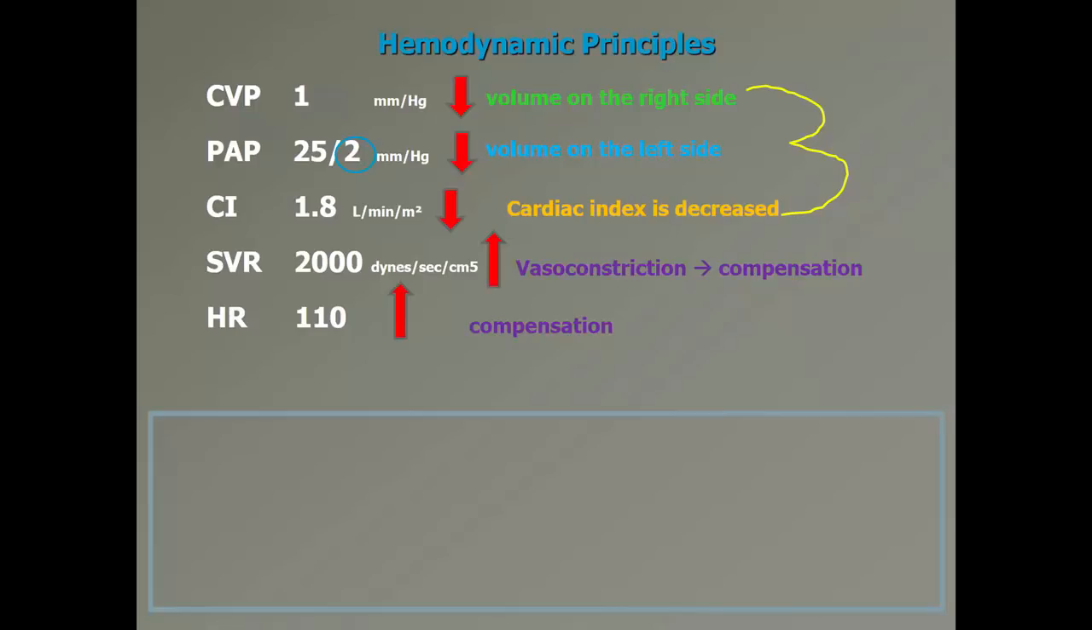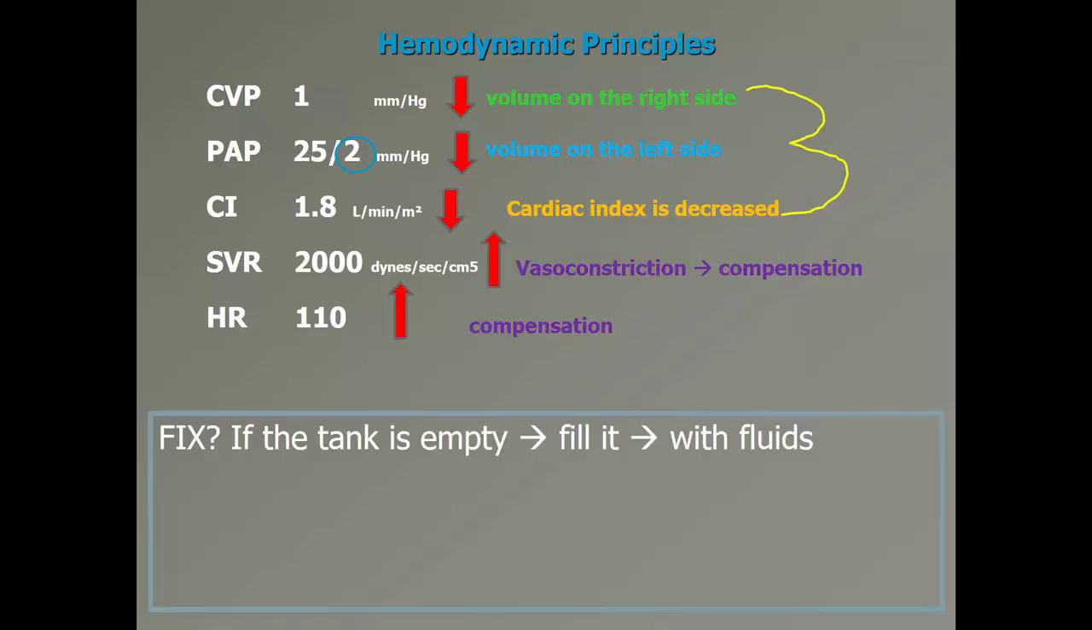All right, so what's the fix? If we have this thing going on, we can see that there are 2 compensation problems. We're not going to fix those first. We see that the cardiac index is low, but the cardiac index is low as a result of low volume. So this should be easy. The tank or the vascular space is empty. Fill it. So let's fill it with fluids.